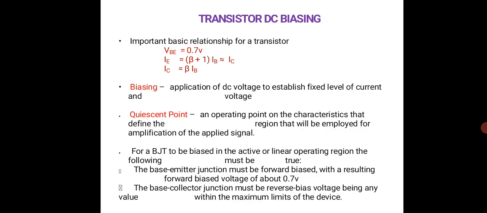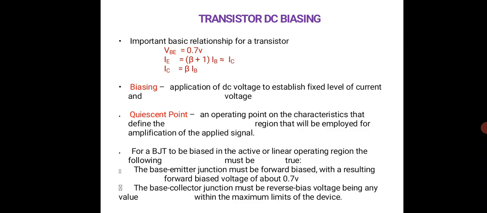So, transistor biasing, DC biasing. This is an important basic relationship for a transistor. Anyhow, we'll be seeing about the biasing, load line, Q point, everything in the second unit. But just to have a grasp of it, I have dealt with it in this lecture.